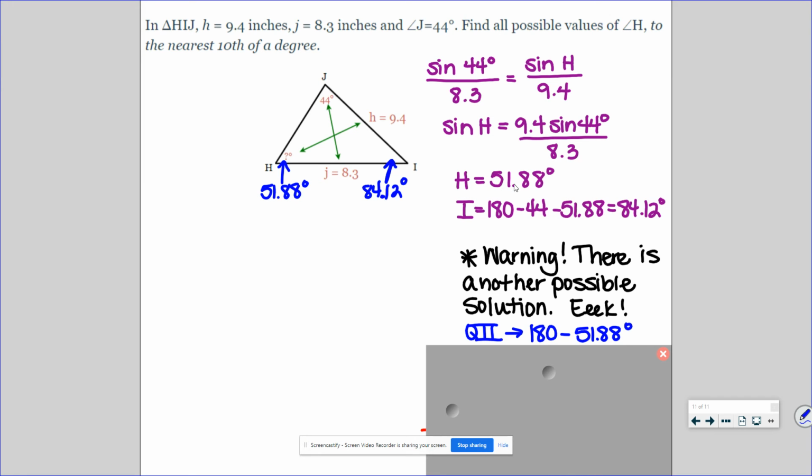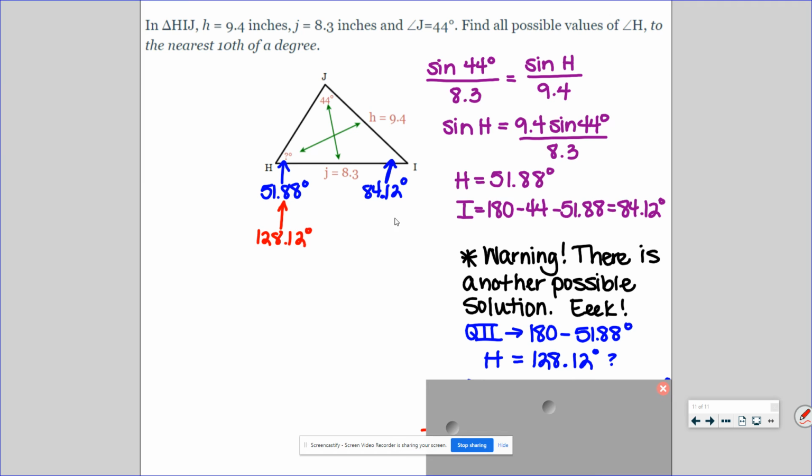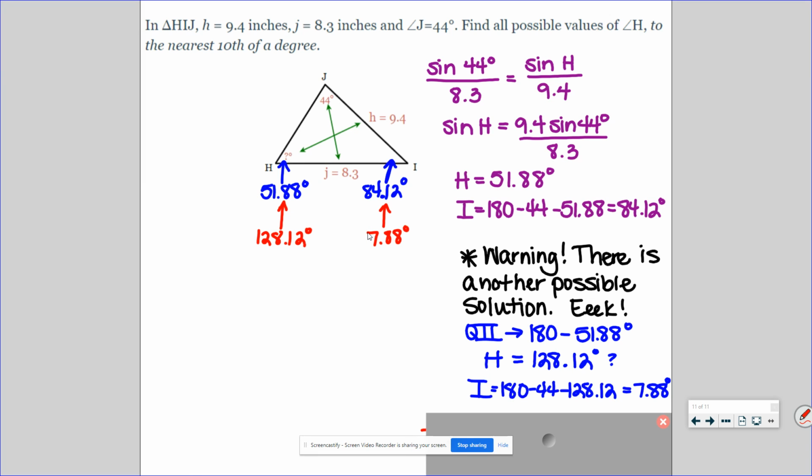When we found that H is 51.88 degrees, find what this angle would be if it were reflected into the second quadrant, so kind of like its counterpart in quadrant 2. To do that, you would do 180 minus 51.88, and that would give you 128.12. So I am saying that it is possible for H to also be 128.12. Here's why. When you go and check the angle that you're given and this new angle that we just found, when you subtract those two values from 180, you get 7.88 for the other angle measurement.